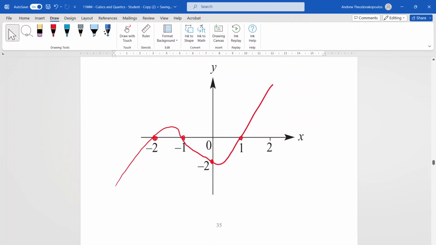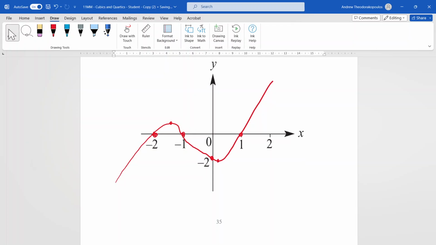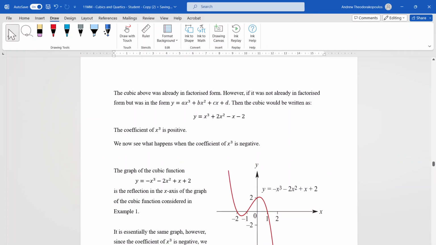Now, other things we would need to know to make this graph perfect is the value of this turning point and the value of this turning point. That way it would make it a little bit easier for us to sketch this. It could very well mean that the turning point is actually there, but we need to know this information and we need to use the CAS to find that out. But for now, this would be good enough.